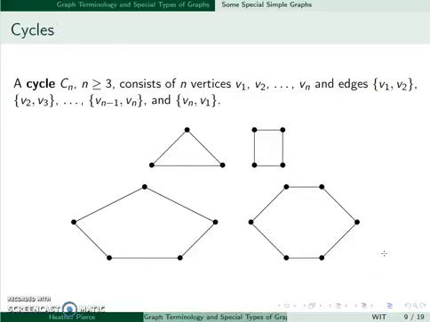A cycle Cn, n greater than or equal to 3, consists of vertices that are connected in kind of a circle. So it's kind of just the outer shell. This right here would be C3, C4, C5, and C6.